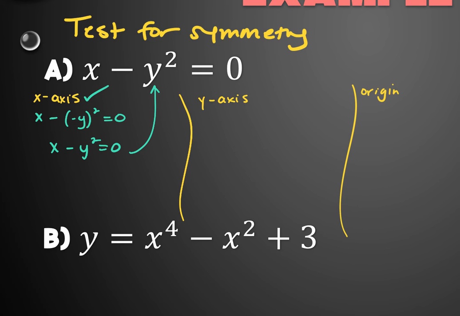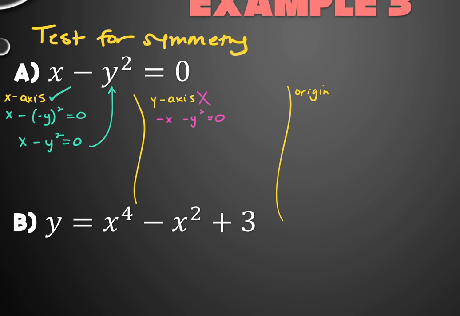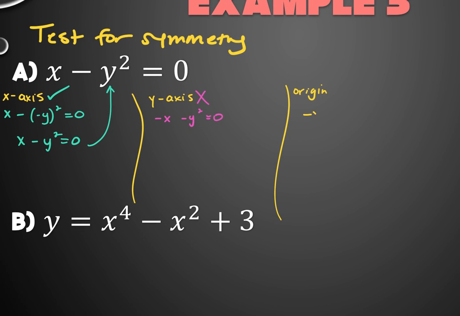Then we would do y-axis, so I plug in a negative x. Nothing gets simplified. It is not matching the original. One of the signs is opposite, but not the other, so this would not pass the y-axis symmetry. And then origin, you're going to do both. Negative x minus a negative y squared equals 0. The negative y squared goes back to positive y squared. So that sign matches. The x changed, however, so this would also fail the origin test.